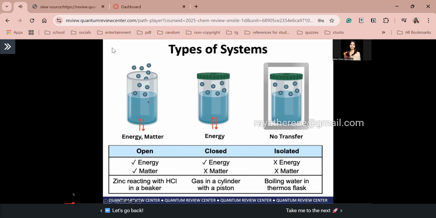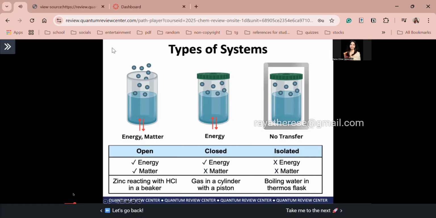So for example, a closed system is a gas in a cylinder with a piston. So kung may gas ka dyan, guys, sa inyong cylinder, that is what we call a closed system. It allows the transfer of energy, gaya ng heat, pero hindi niya ina-allow yung transfer ng matter. So, lastly, we have what we call the isolated system. In an isolated system, pinagbabawalan niya ang transfer ng energy and matter. An example nito is boiling water in a thermos flask.